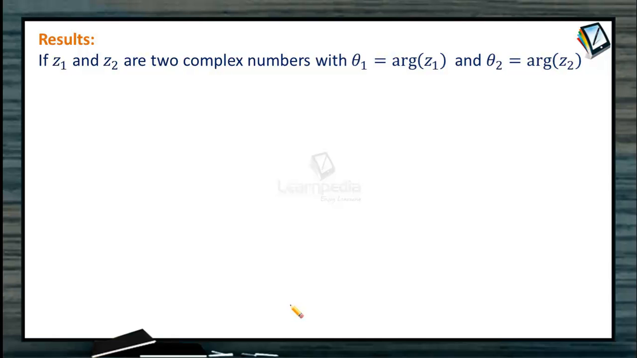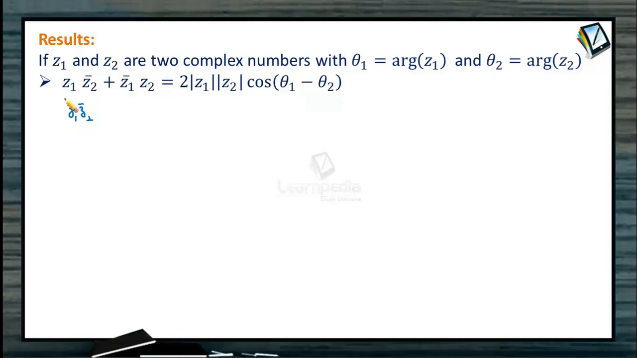Now let's see the next result. Z1 times Z2 bar plus Z1 bar times Z2 is 2 times mod Z1 into mod Z2 times cos of the difference of the arguments. Now, if you observe, the conjugate of Z1 Z2 bar is the same as Z1 bar into Z2, right? This is an important observation from when we learned the conjugate of a complex number.